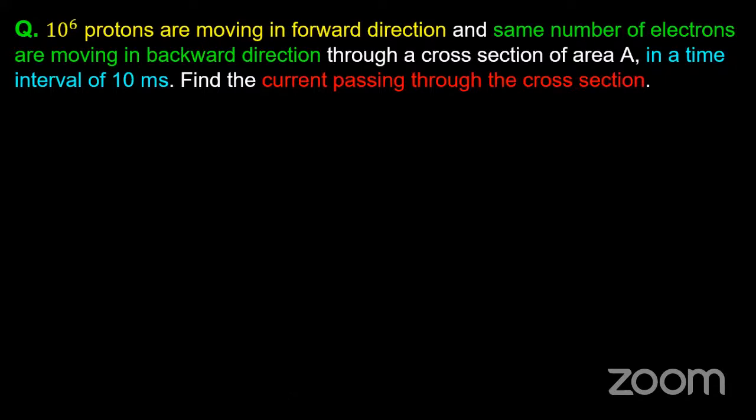Have you solved it or not? See, it says 10 to the power 6 protons are moving in the forward direction, and the same number of electrons in the backward direction through the cross section. It's a very simple answer. Just apply this. Use your brain and apply. You will get the answer.